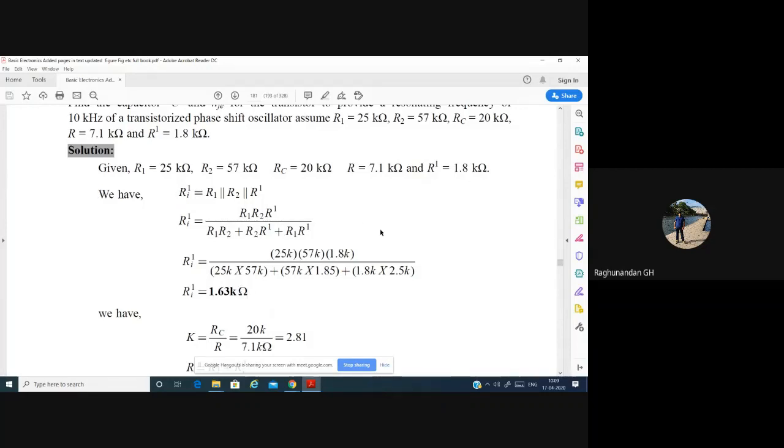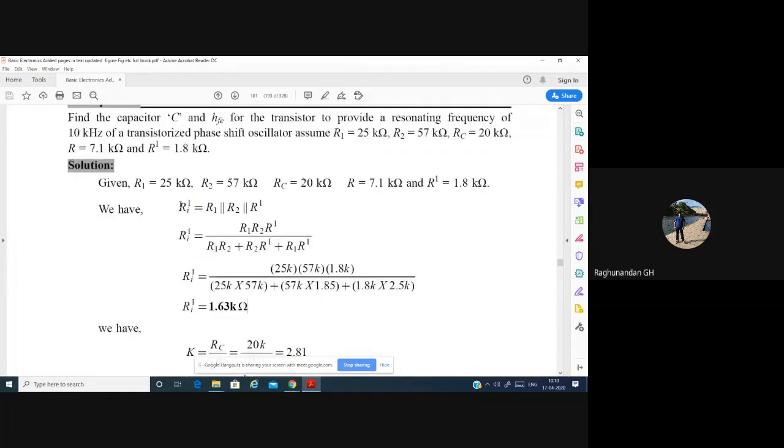So just to understand, suppose they're asking you the total input impedance, say after adding this resistance to the amplifier, what is the total input impedance you are getting? Then you have to find it this way. It is not required here because in this question it is not asked. But in the exam, if they ask you, you should have this idea.